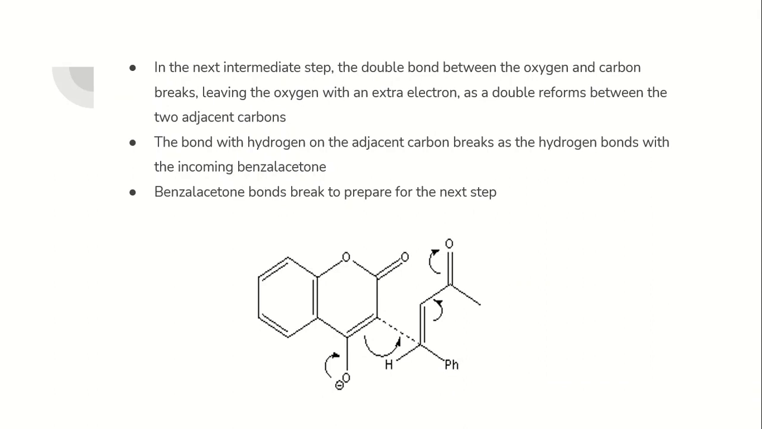In the next intermediate step, the double bond between the oxygen and carbon breaks, leaving the oxygen with an extra electron, as a double bond reforms between the 2 adjacent carbons. The bond with hydrogen on the adjacent carbon breaks as the hydrogen bonds with the incoming benzyl acetone. Benzyl acetone bonds break to prepare for the next step.